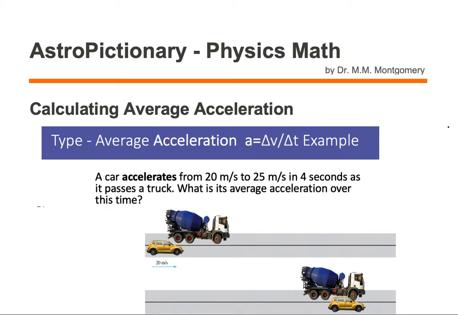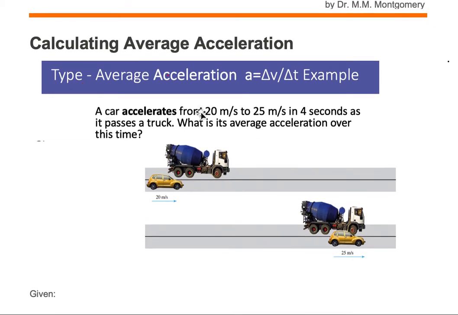In this AstroPictionary physics math problem, we're going to calculate average acceleration. So we have a car that accelerates from 20 meters per second to 25 meters per second in 4 seconds as it passes a truck. What is its average acceleration over time?